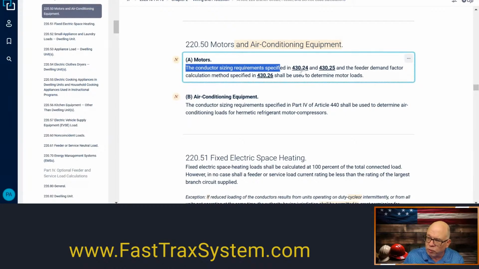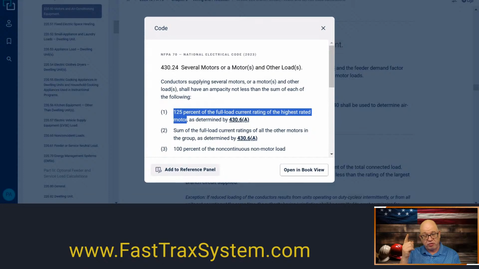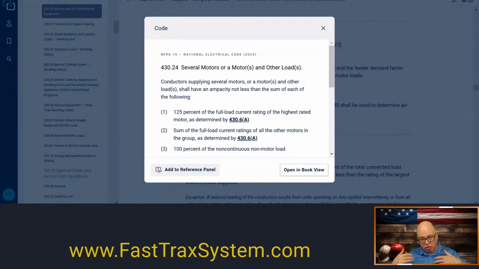So if I were to go look at 430.24, you see what it says right here? Same thing. 125% of the FLC rating of the highest rated motor, that condenser motor, the compressor motor, plus the sum of all other motors in the same group. Well, they're all hooked to the same service that's coming in. So they're all in the same group. Even though there's 8 units, each one of them has their own air conditioning unit, they're all connected to the same essential groups, the A and B that's coming into the multifamily building. So they're in the same group. So we've already done that.